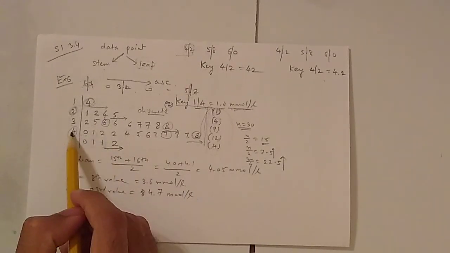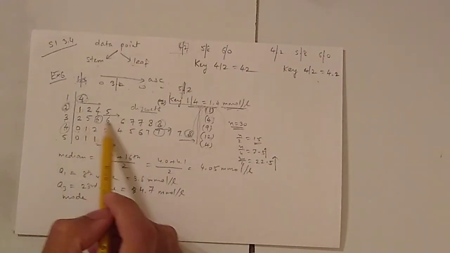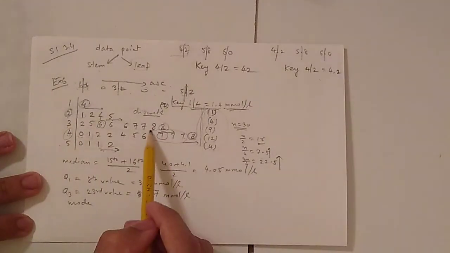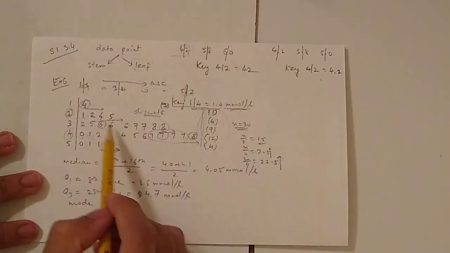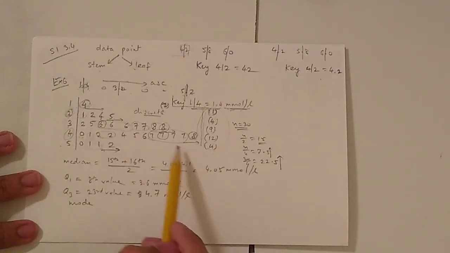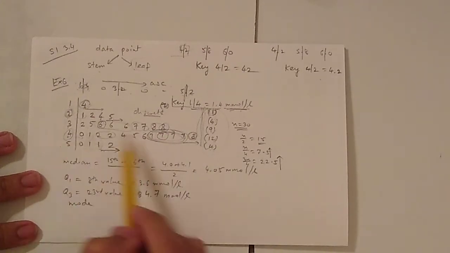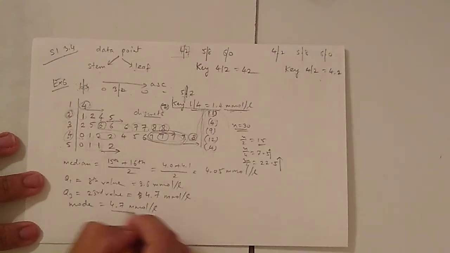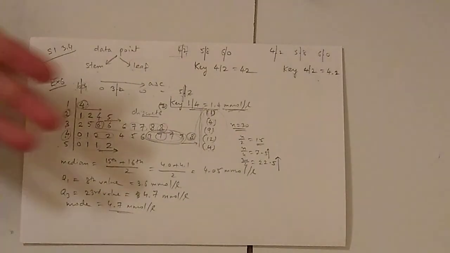This one is for 2 only. We have 3 sixes here, and those sixes are only for 3. We have 4 sevens here, and no one has any number which repeats more than 4 times. We have 3 here, 2 here, 2 here, 2 here, but none is there more than 4 times. So this is our winner, the mode, and the winner is going to be 4.7 millimole per liter.